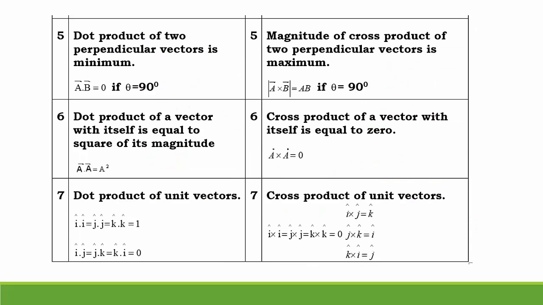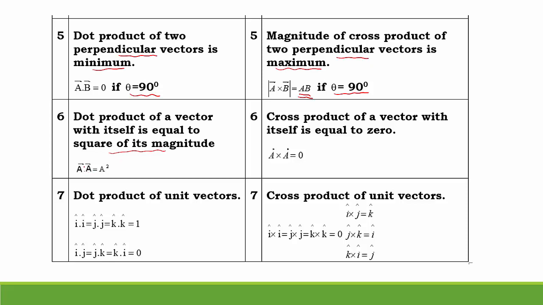Then the fifth difference: dot product of two perpendicular vectors is minimum, but the magnitude of cross product of two perpendicular vectors is maximum. When we consider two perpendicular vectors, theta equals 90 degree, cos 90 is 0, so we get a minimum value. But in cross product, theta equals 90 degree, sin 90 is 1, so we get the answer AB, which is maximum.